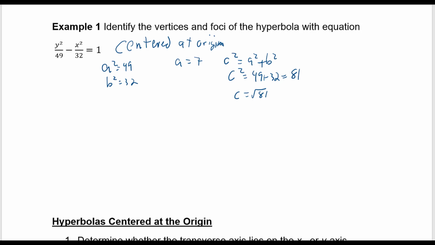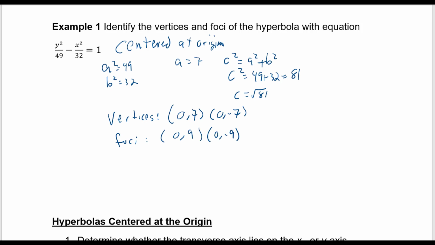So since this is centered at the origin, our vertices are going to be located at 0, 7 and 0, -7. And our foci are at 0, 9 and 0, -9. Roughly speaking, we have something at 7 and -7. So this puts us at the foci that's at 9, -9. That's the idea there.